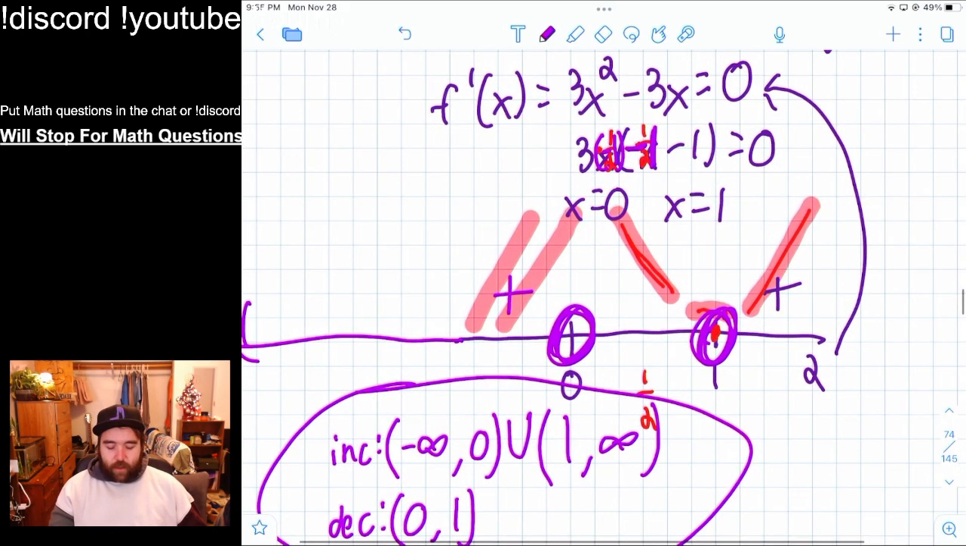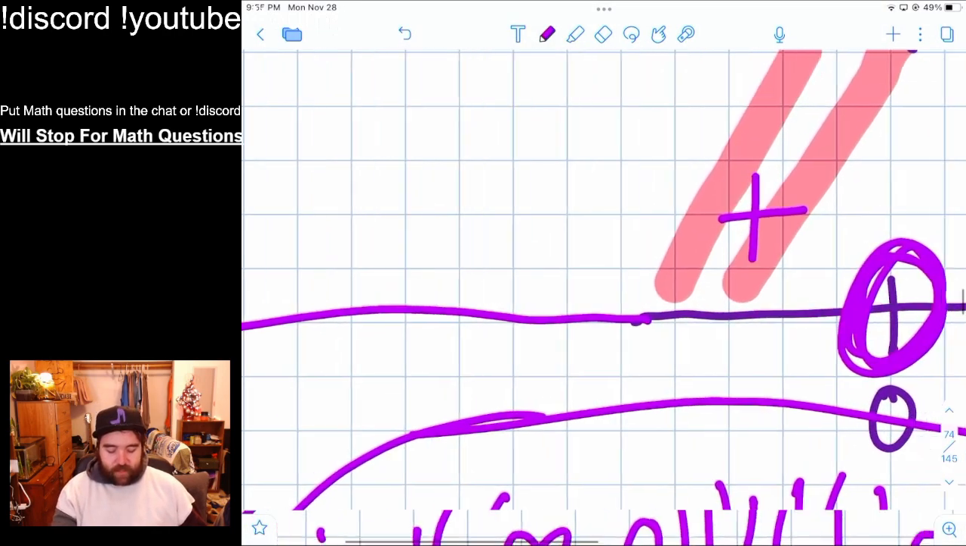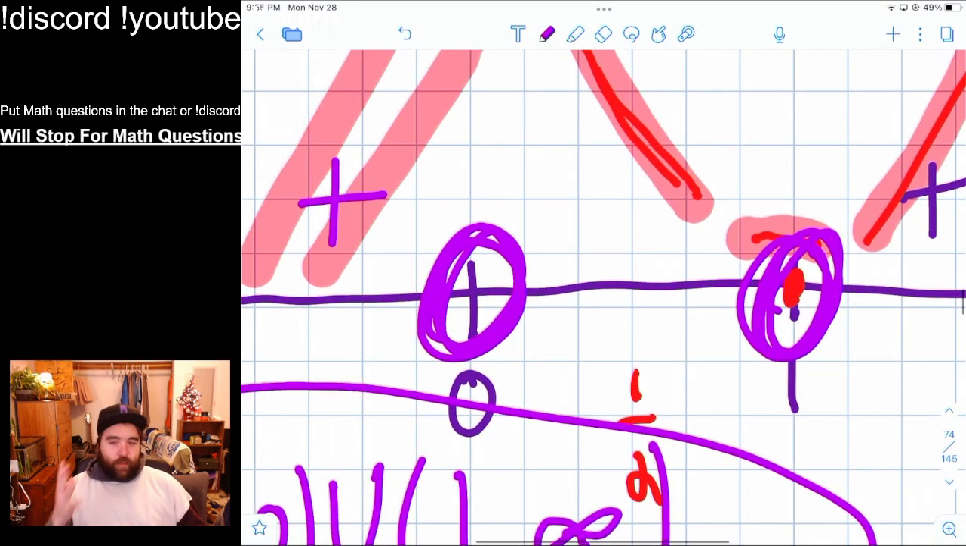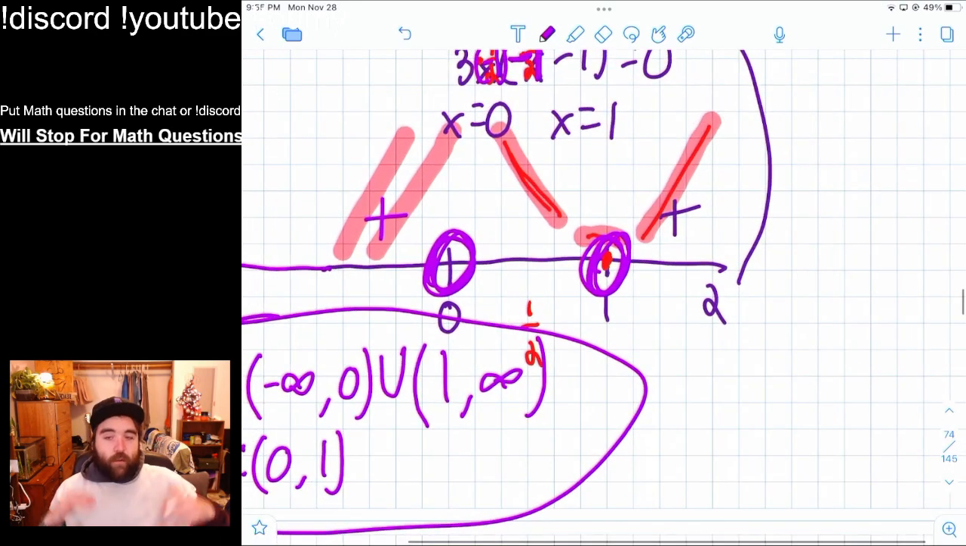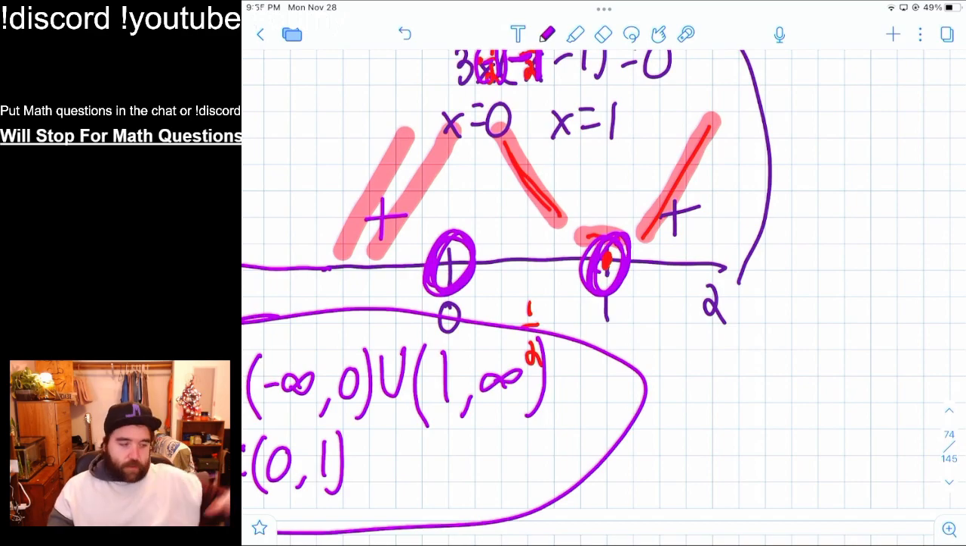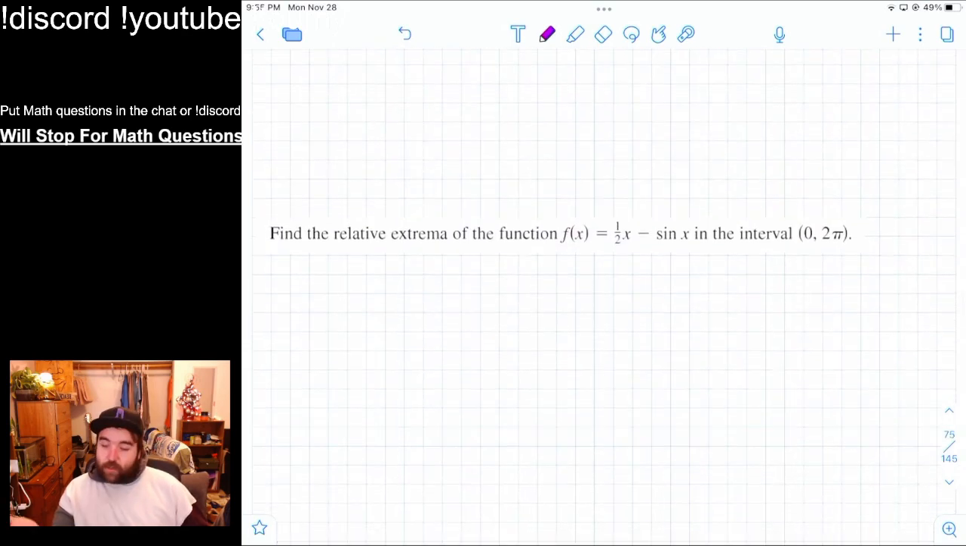That's what we did here. We found our 3 sections, the middle section, the left section, and the right section, and we plugged in a number from each section and saw what it was there, because that applied to the entire thing. All right, let's go to the next one.